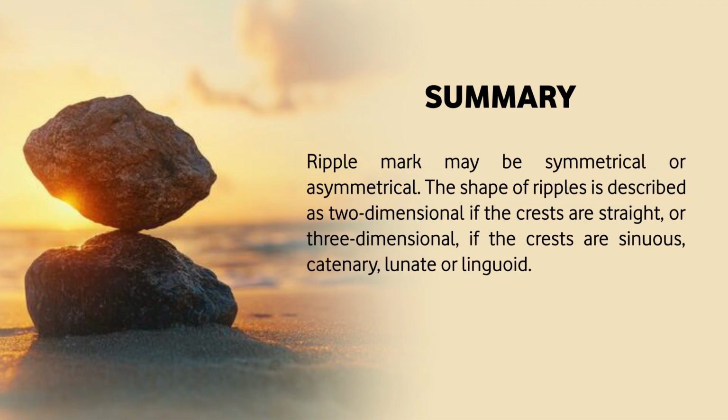Ripple marks may be symmetrical or asymmetrical. The shape of a ripple is described as two-dimensional if the crests are straight, or three-dimensional if the crests are sinuous, catenary, lunate, or linguoid.